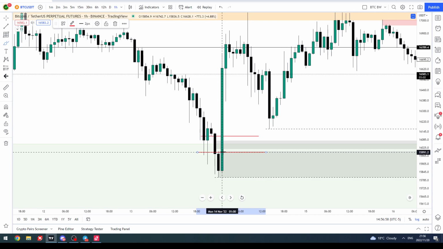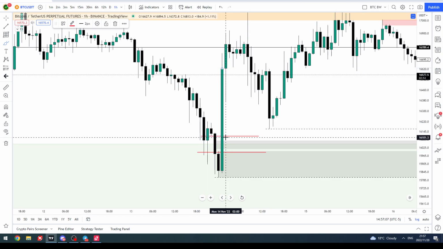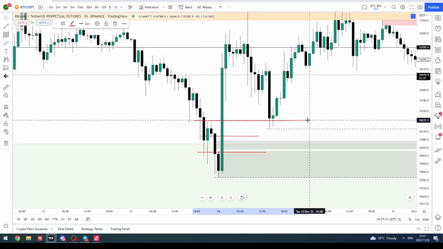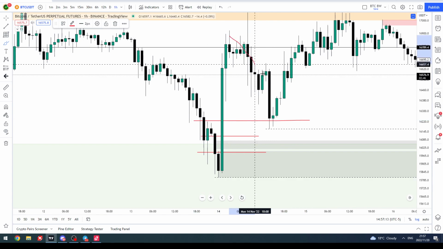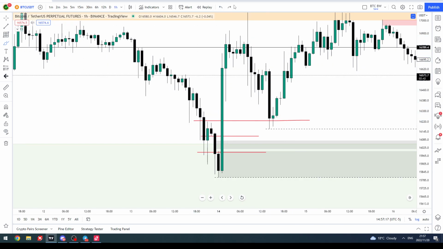Once price traded through the order block, it validated the order block. But once price traded above the fair value gap and closed, it validated the order block and a shift in market structure there. So when price came back into it, that was a buy, right?